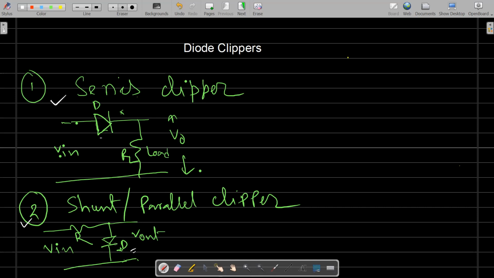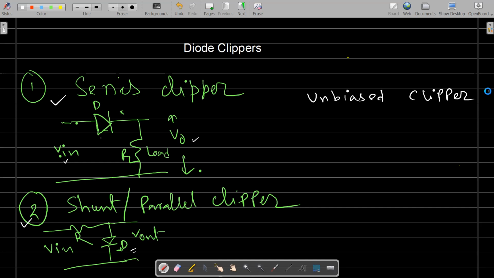Apart from that, we can add an extra bias voltage or battery, so that if I want to remove some part of the output waveform, we can additionally use some bias voltage along with the diode and resistance in the clipper circuit. In figures 1 and 2, there is no such additional DC bias voltage. Only the input is there and we are getting the output. So this type of clipper circuit is called an unbiased clipper.